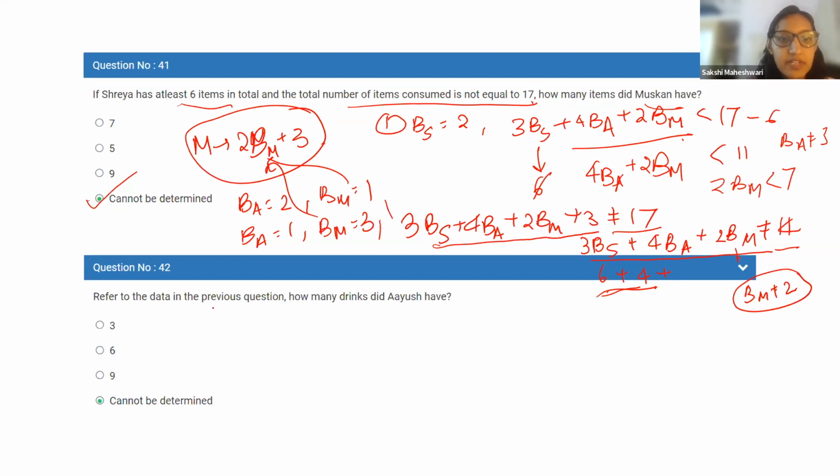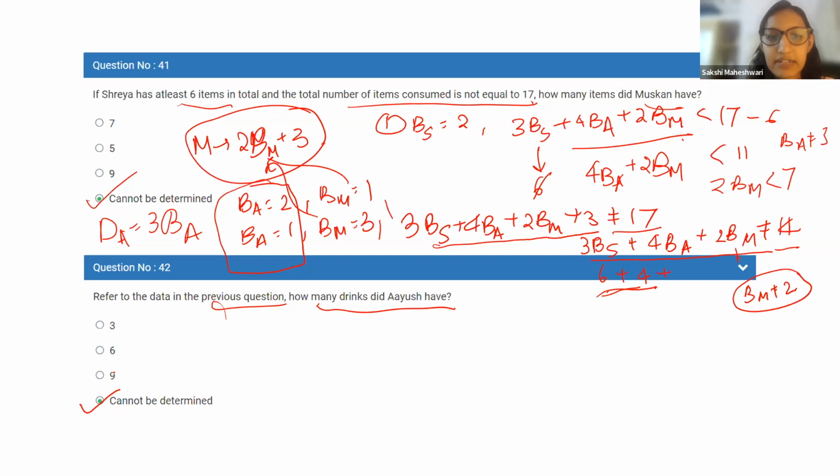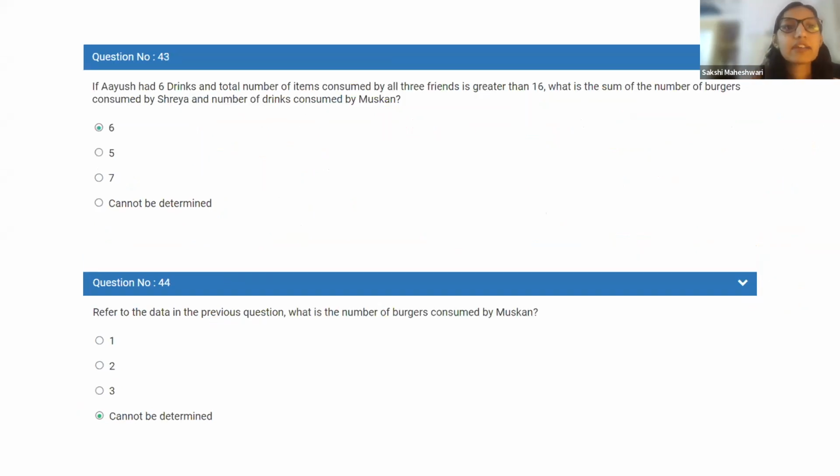Now, referring to the data in the previous question, we need to identify the number of drinks with Ayush. So similar case, we can take B equals 2 or B equals 1. So the number of drinks with Ayush was 3BA. So this can be 6, this can be 3. That's why it's the same, cannot be determined.